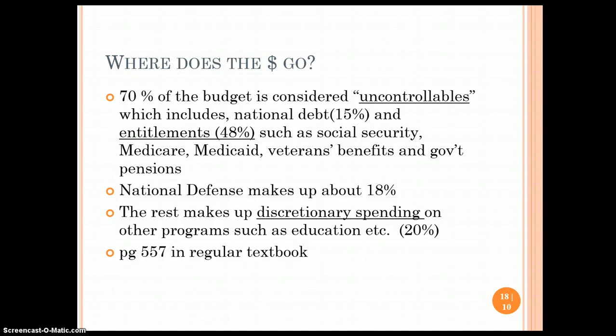National defense makes up about 18% of the budget, and then the rest is discretionary spending, which could be education, crime, NASA, any of the rest of the bureaucracy spending that we've talked about.